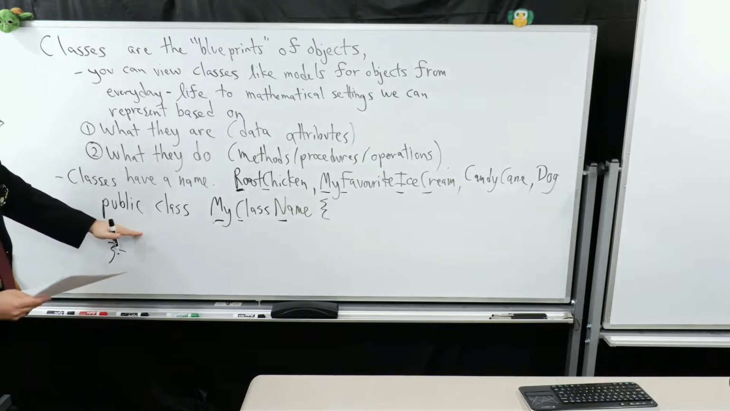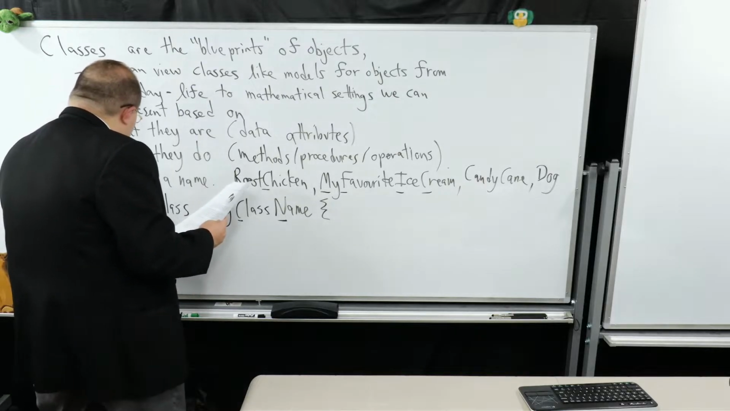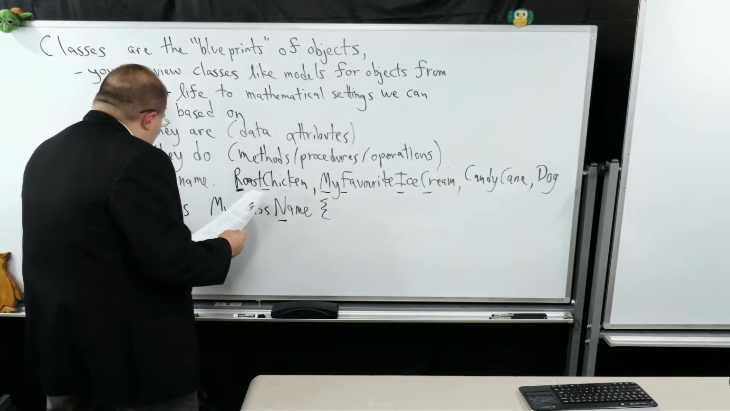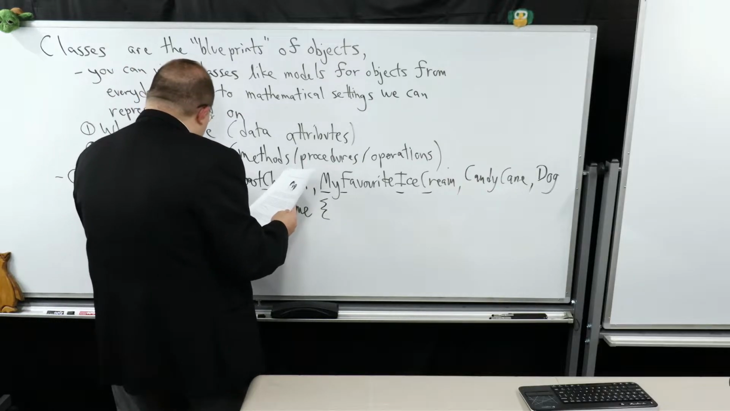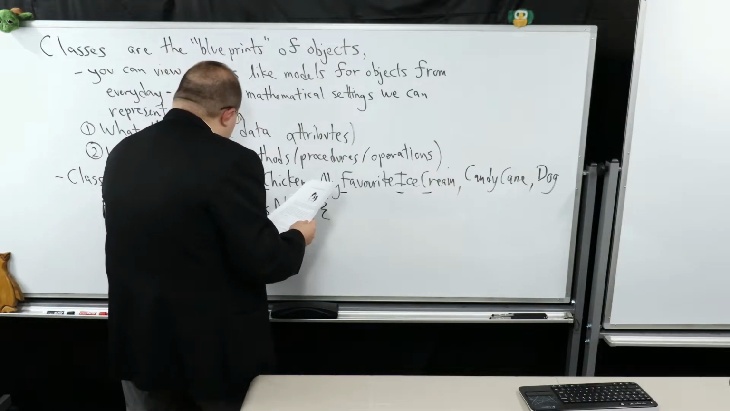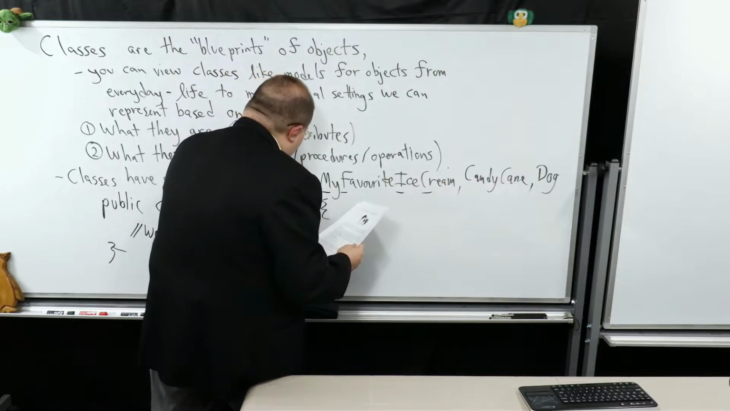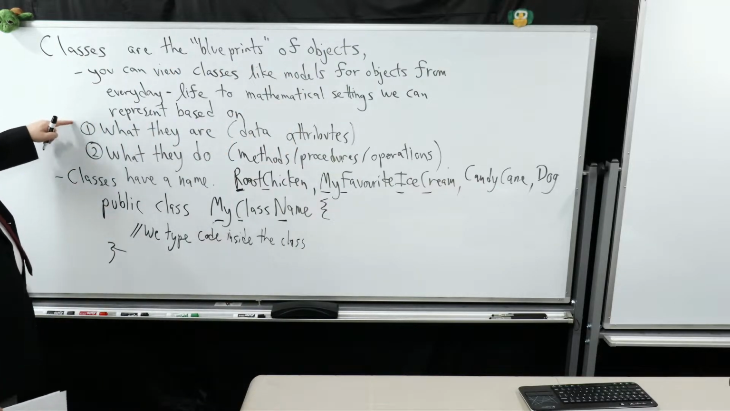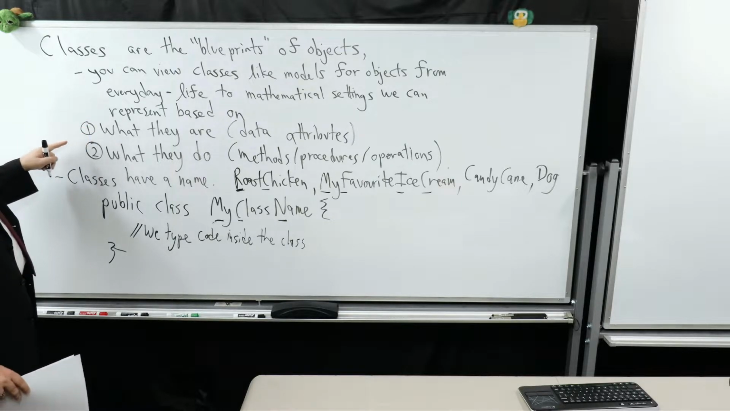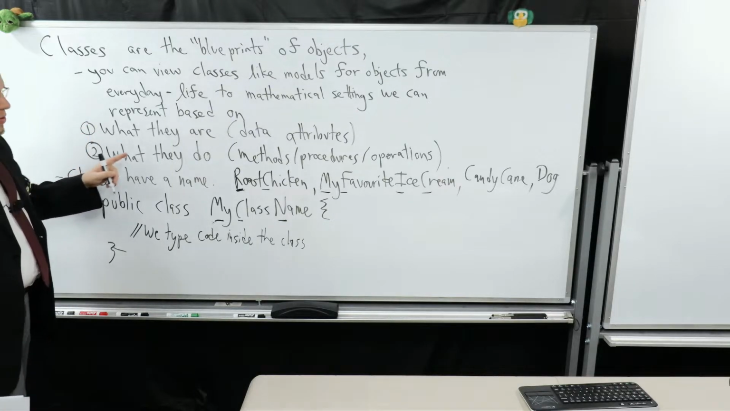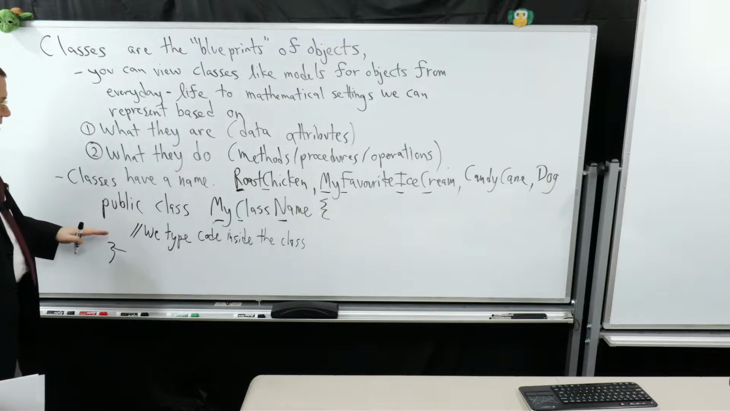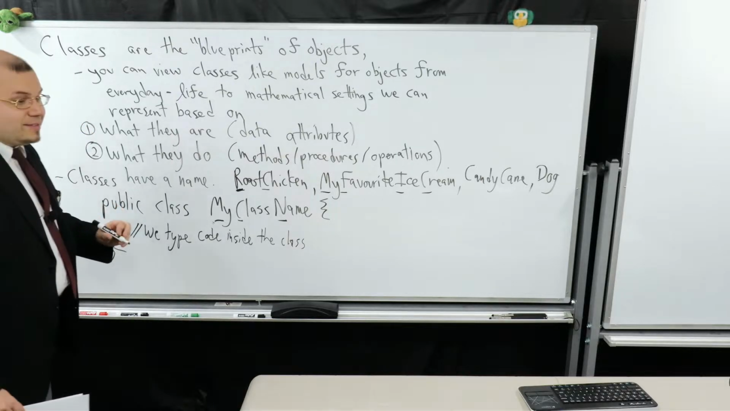And what we will do is in here, we type code inside the class. So inside of here, we're going to write what they are, so the data attributes, and what they do. So these methods, for example, they're all going to go inside of here inside this class.